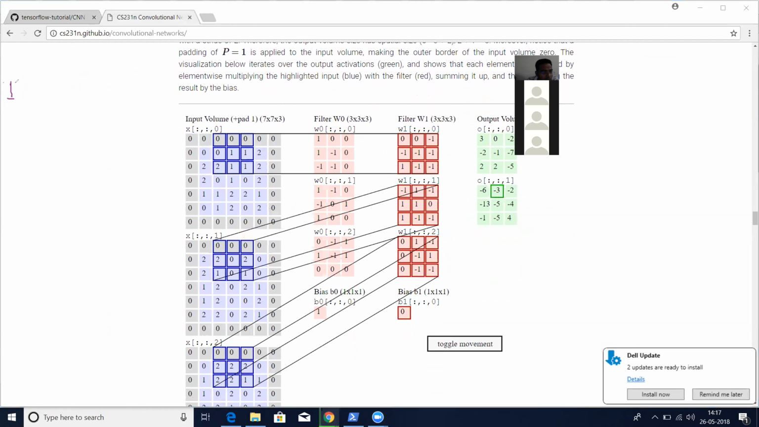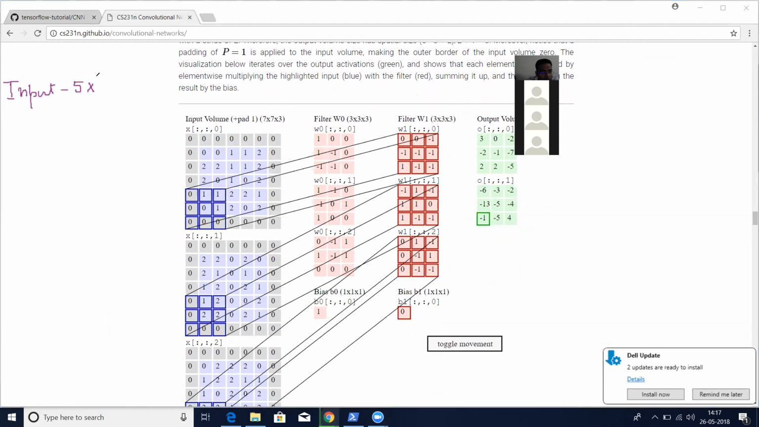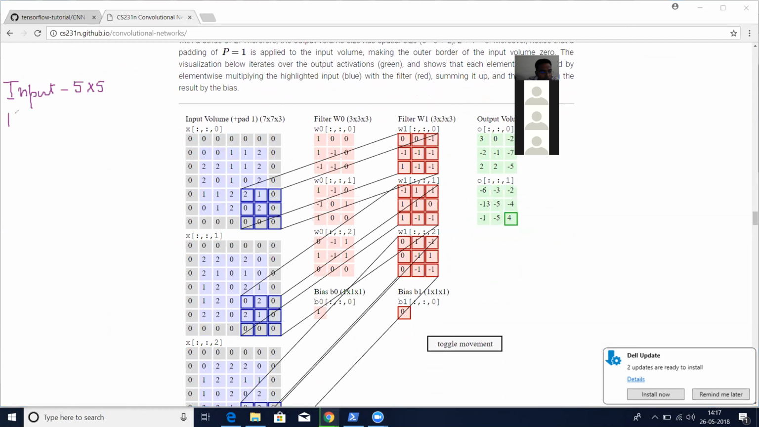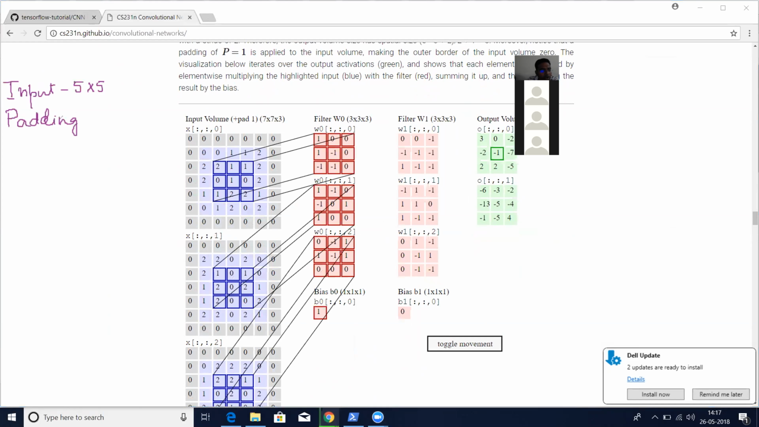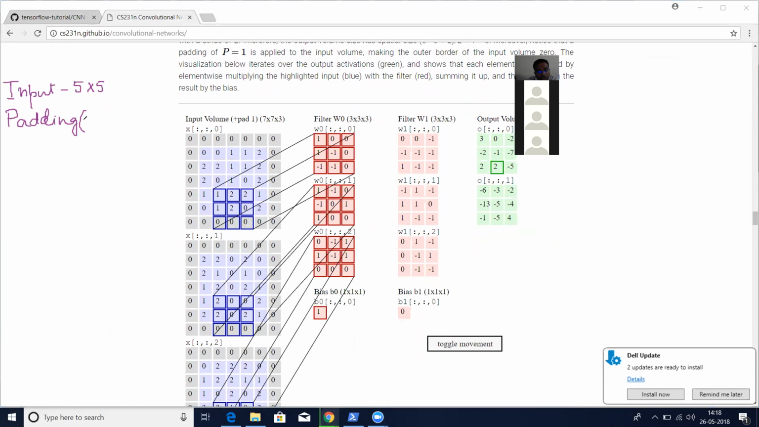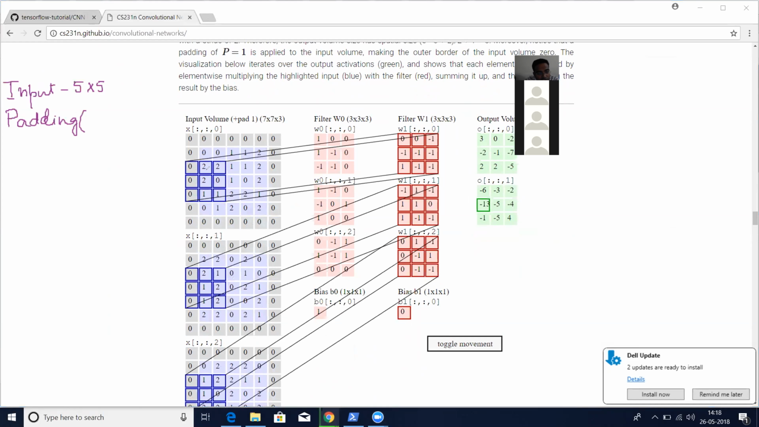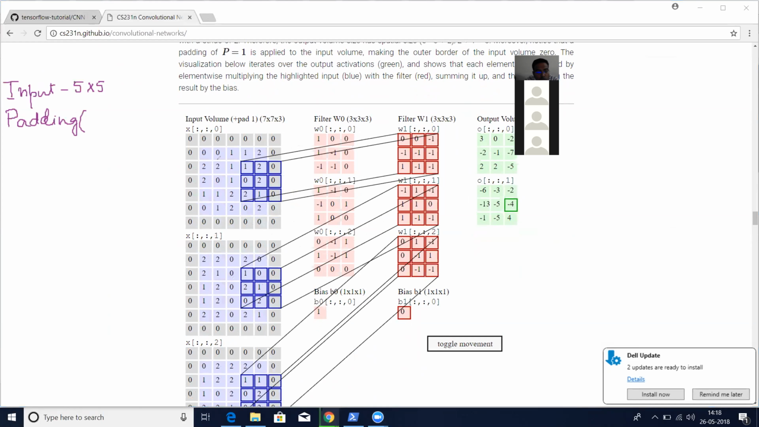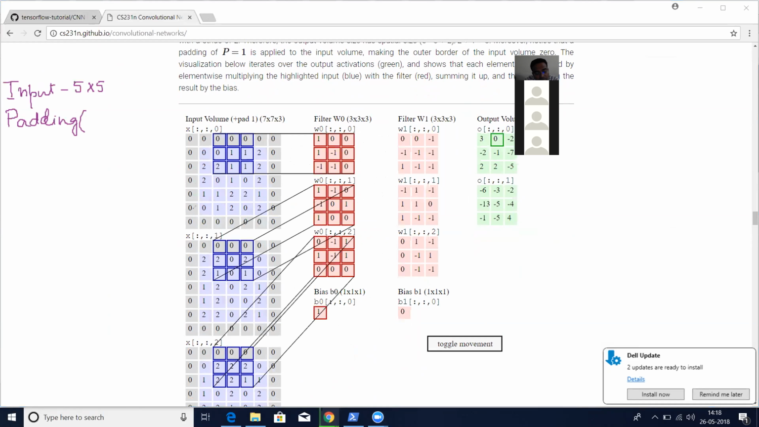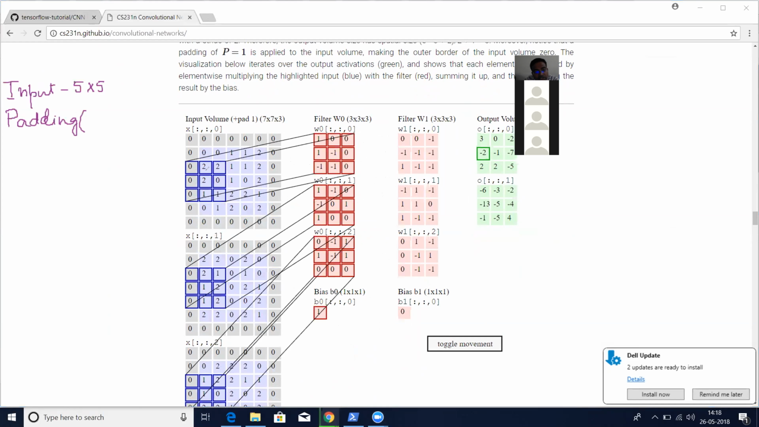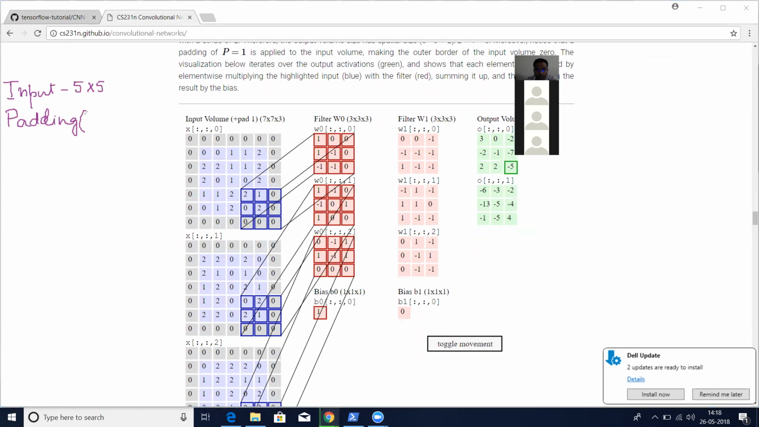Your input data is 5 cross 5. Then what you did is padding. Why did you do padding? So the edge also gets importance, otherwise the edge will not get importance. Because by default all the data is touched 2 times, 3 times. If you don't add this padding, the edge will be considered fewer times, so the information in the edge will be lost.